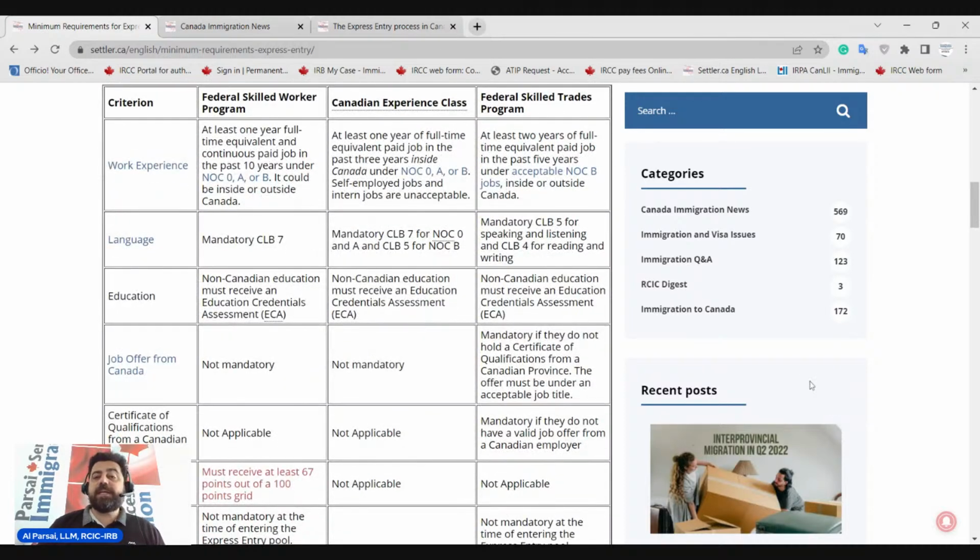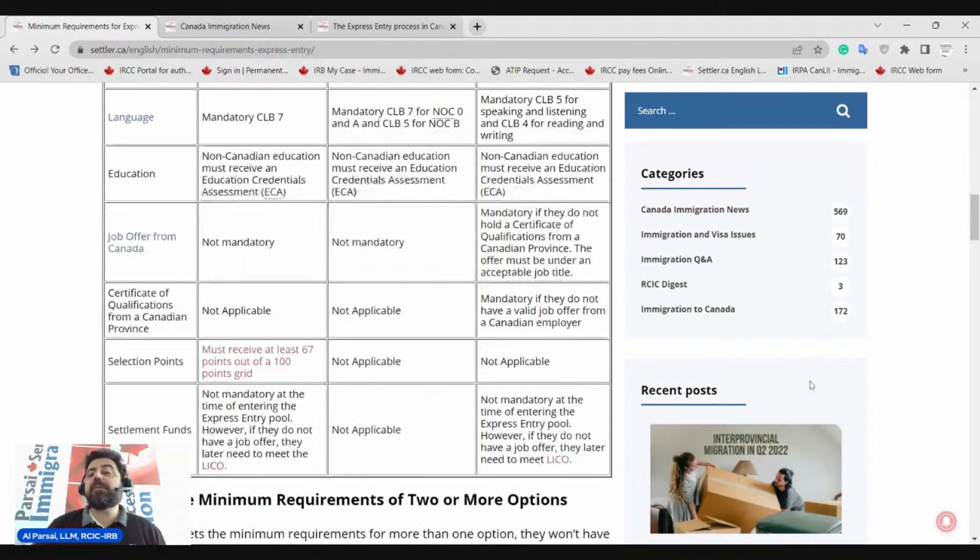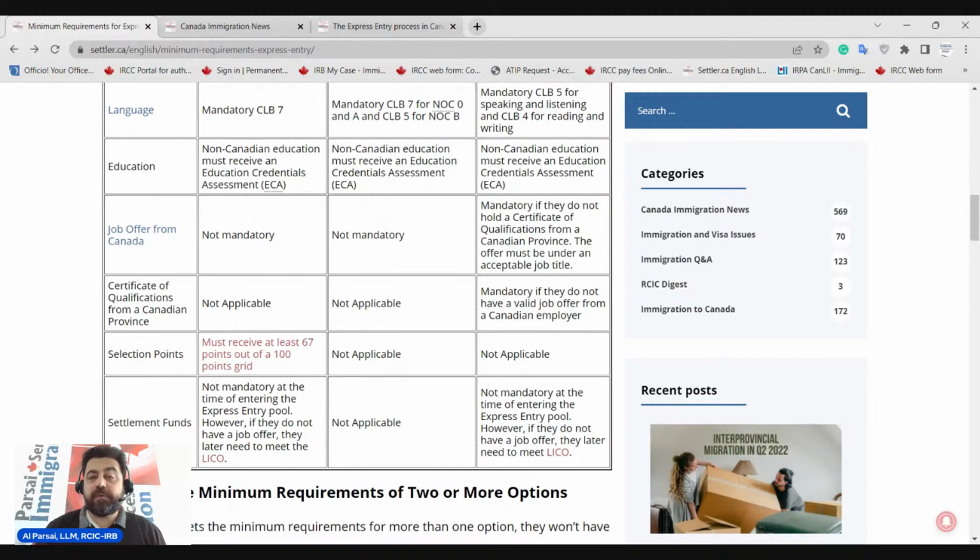In terms of education, just like Federal Skilled Worker Class, if you have outside Canada education, you need to receive the ECA report. A job offer from Canada is not mandatory for this program. However, if you do have a job offer in Canada, then you will receive extra points on your CRS score. You do not need a certificate of qualification from a Canadian province for Canadian Experience Class. There is no selection point, and you do not need to show settlement funds, which is amazing.